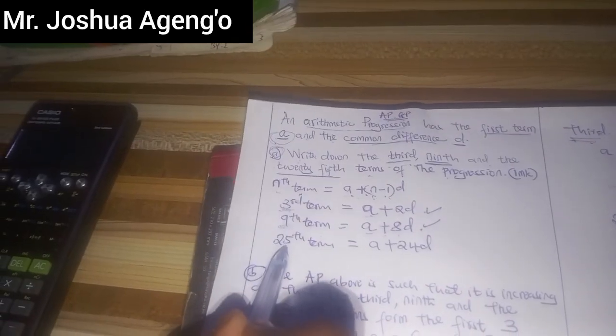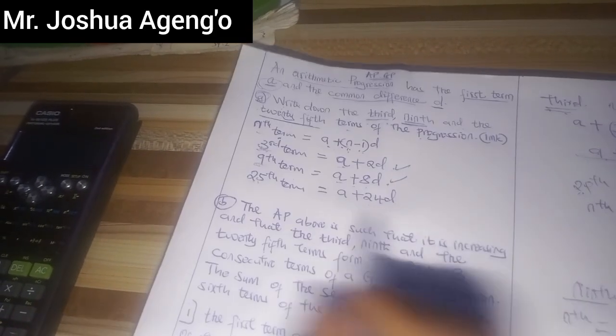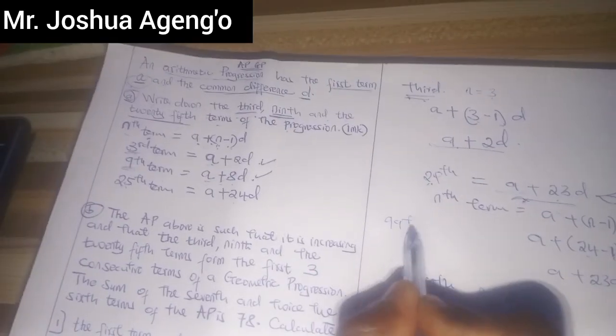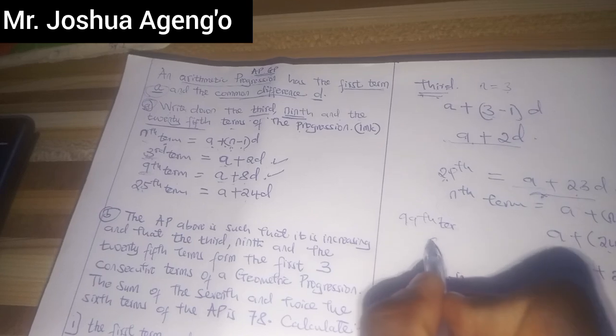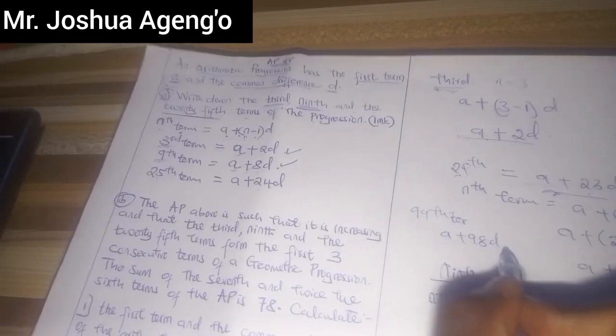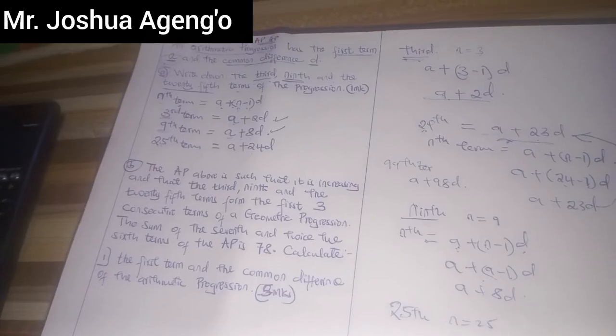If it is the 25th term, then this 25 will reduce by 1. You will have 24d. Such that if it is even the 99th term, then this 99 will reduce by 1, such that I'll have a plus 98d. But please, even if you know that way, please show.